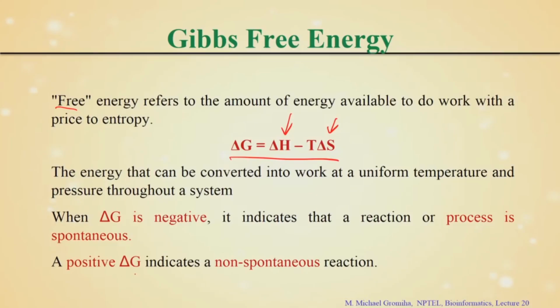If it is positive, then it is non-spontaneous, and we need to give energy to do the work. This is the reason we use delta G, which is usually negative, because in this case it can do the work spontaneously. So, how do we interpret delta H and T delta S to get the value of delta G?